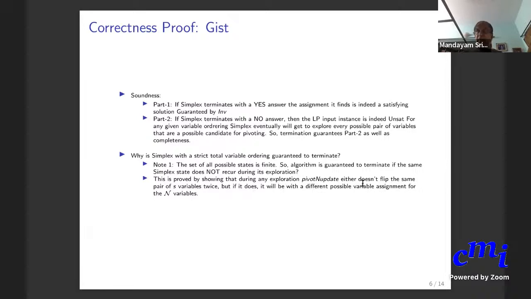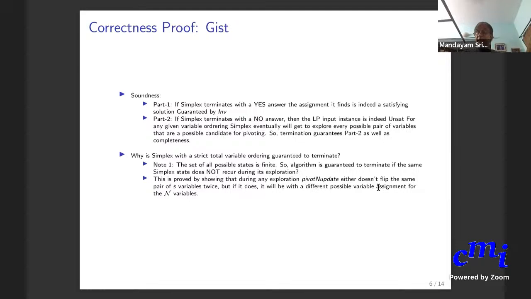That during an exploration, it doesn't flip the same pair of variables twice. I showed that it cannot happen immediately, but maybe it will. Even if it does not happen immediately, it may pivot with some other variables and later on flip with the original variable. That might happen, but if it does, two variables that were both in the basic set come back. But even if that happens, it turns out that it will not happen with the same variable assignment.